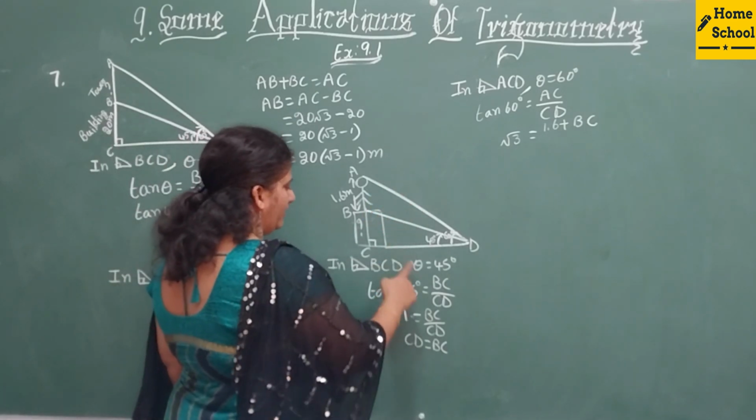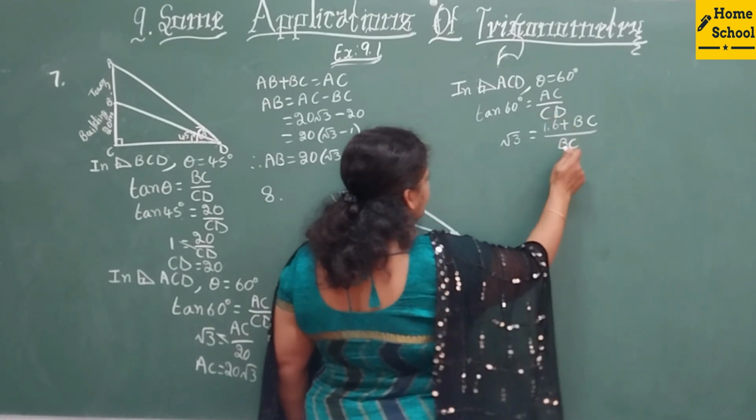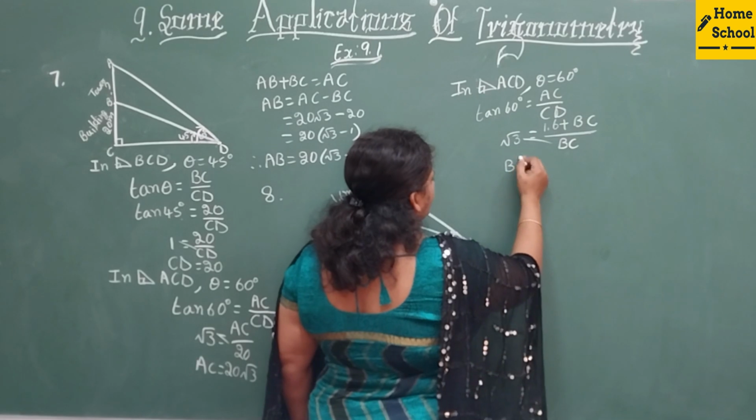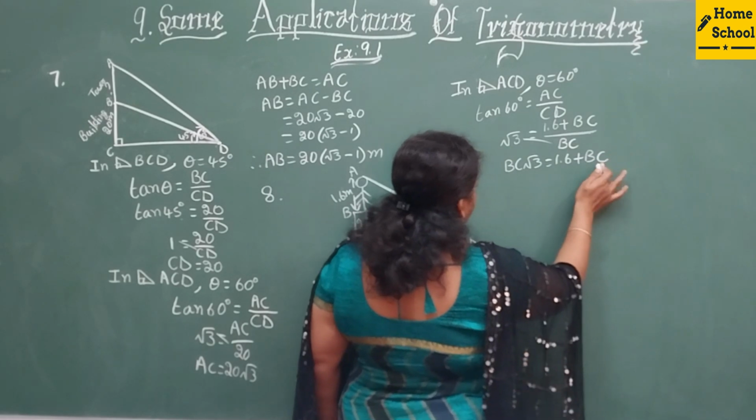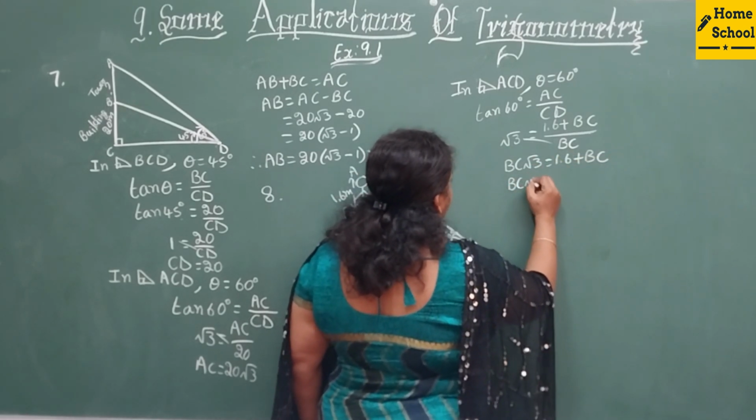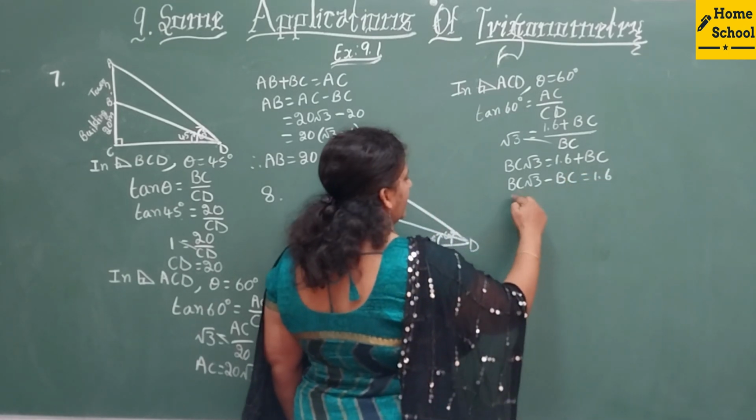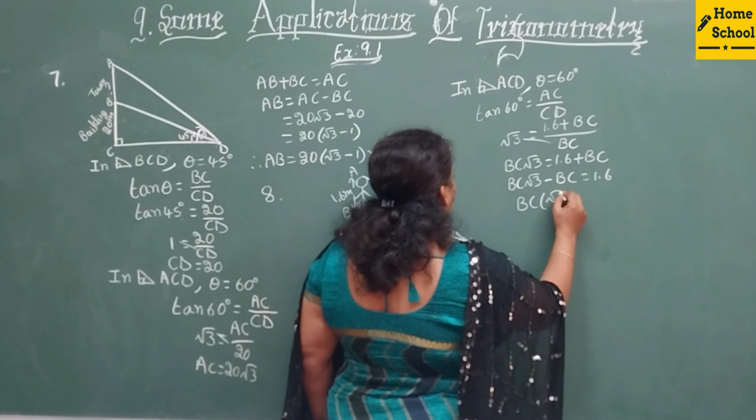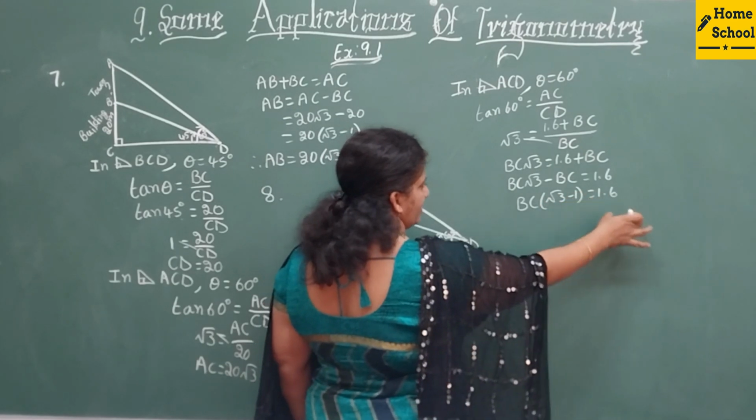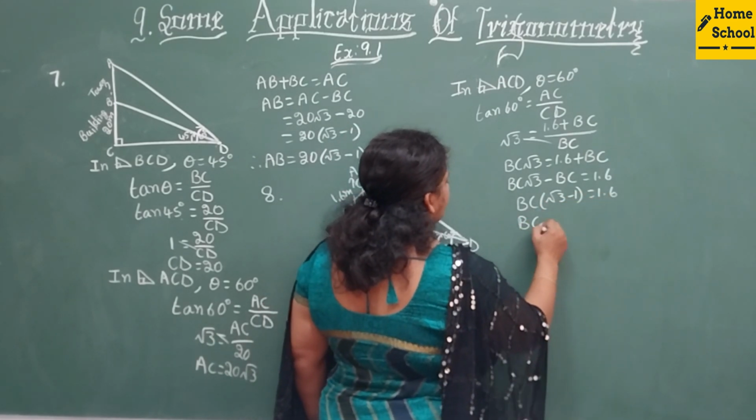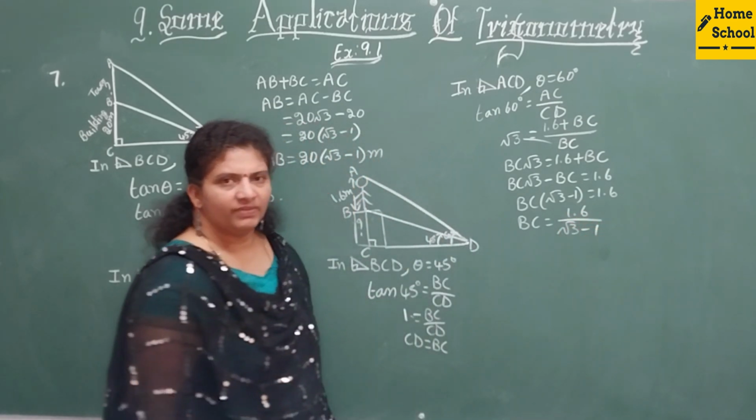Now what about CD? From above, CD is nothing but BC. In place of CD, write BC and cross multiply. BC into root 3 is equal to 1.6 plus BC. Bring this BC this side. BC root 3 minus BC is equal to 1.6. Take out BC common. Root 3 minus 1 is equal to 1.6. Send this root 3 minus 1 other side. That is BC is equal to 1.6 by root 3 minus 1.